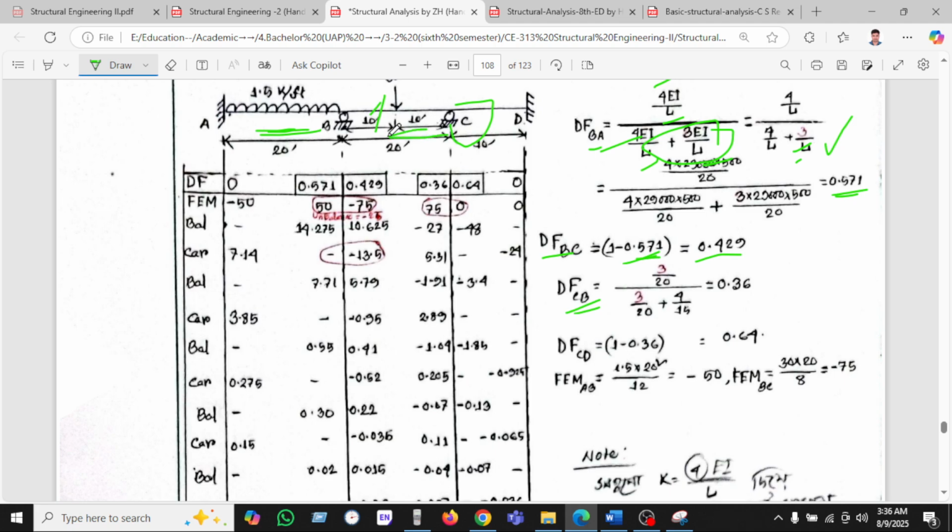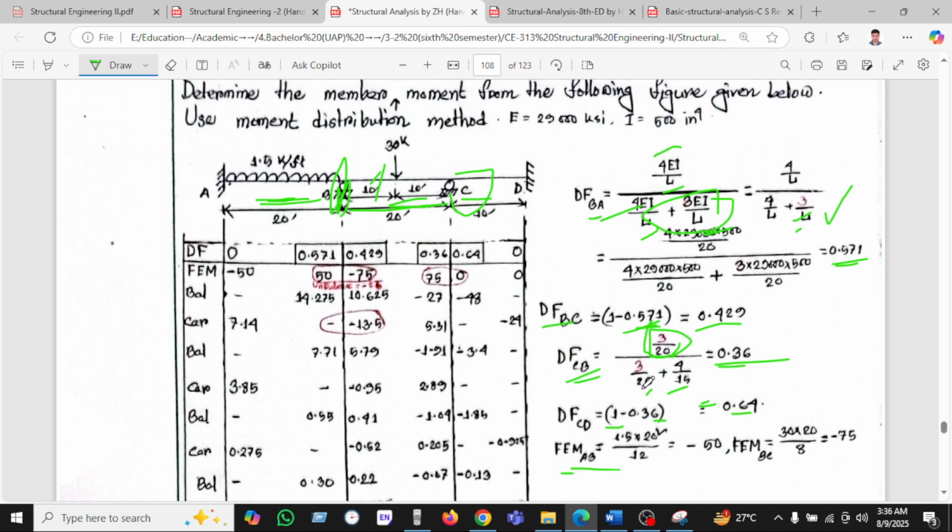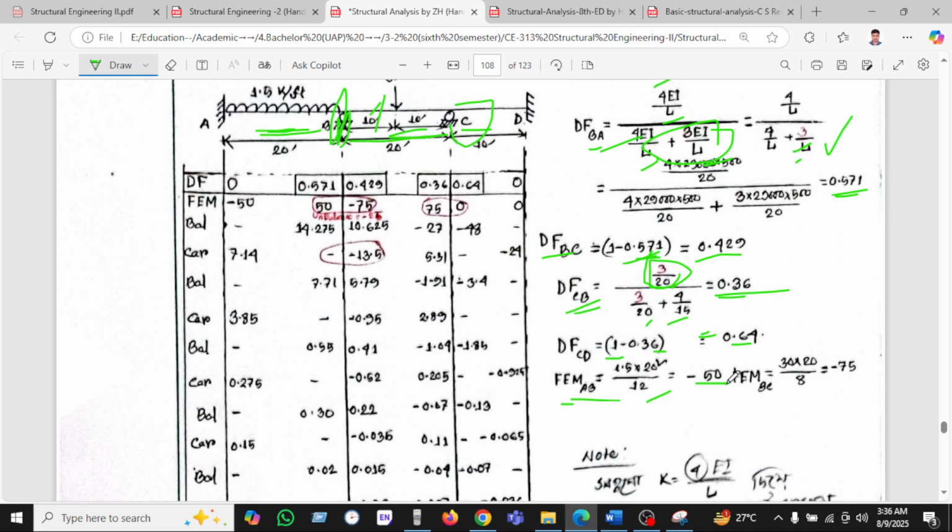For member CB, 3EI by L, because the far end is a pin support, that's why I have used 3EI by L for CB and CD, and found 0.37. As you know, CB and DC sum to 1, so 1 minus 0.30 gives 0.60. For the fixed end moment, as we have shown for the UDL, it is WL squared by 12, and we found 50.